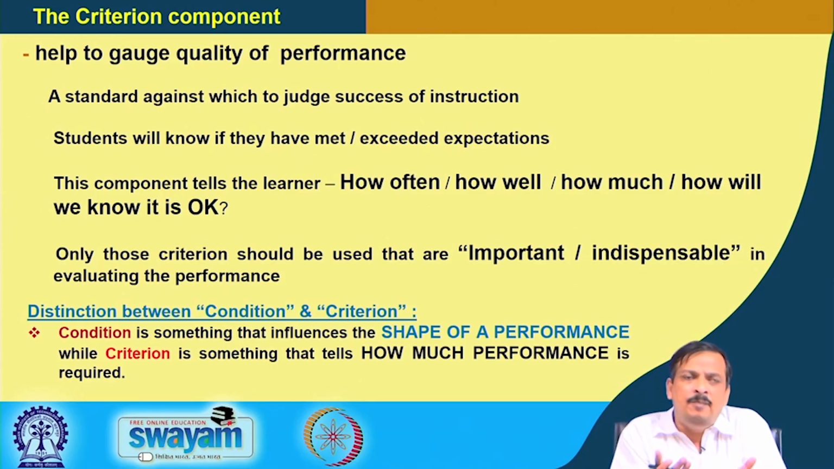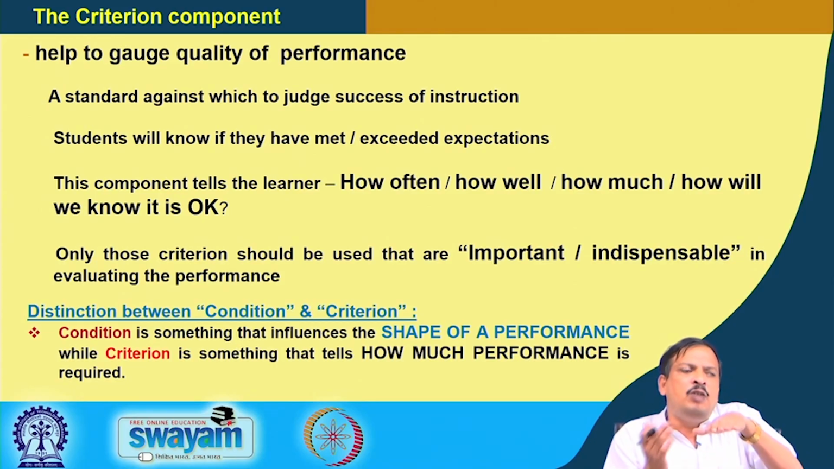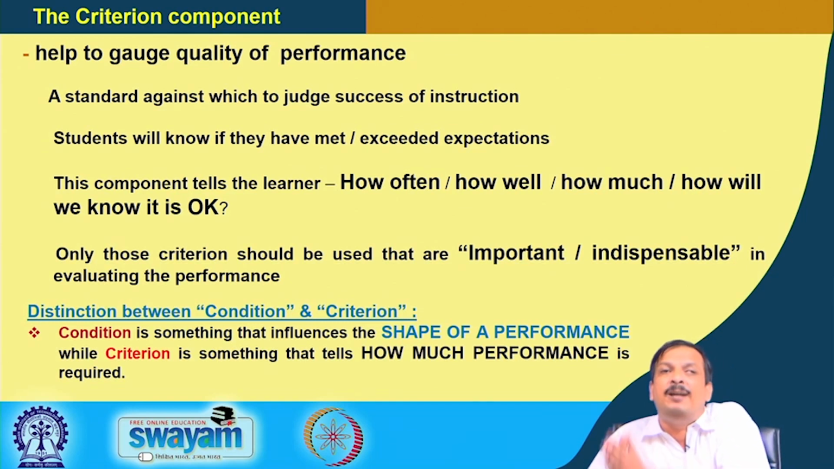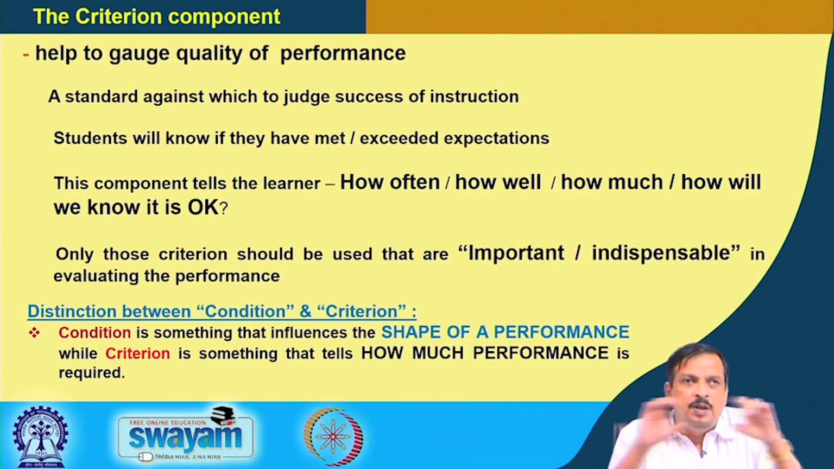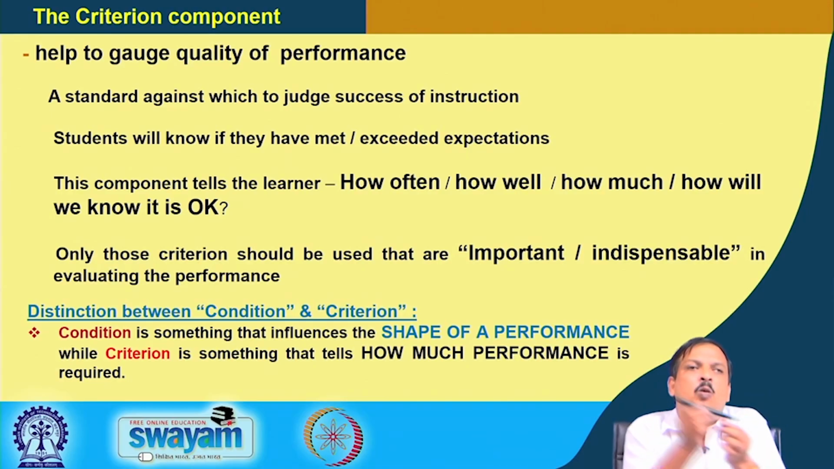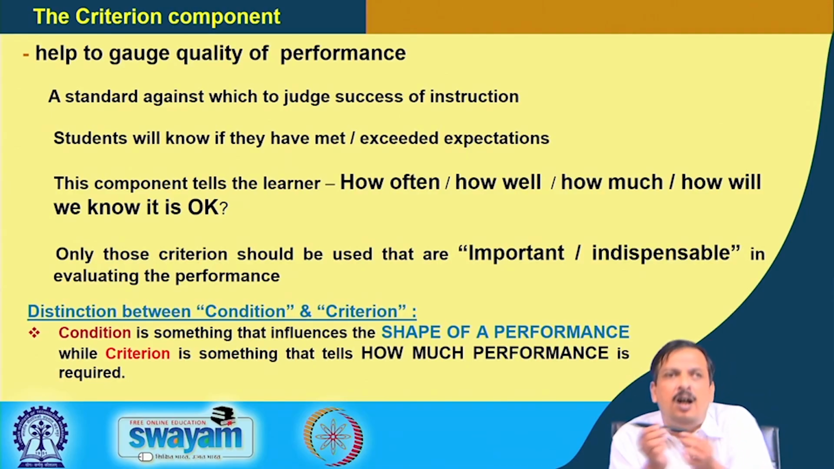So, what can I say? The condition component is what will be given to the students, performance component is what they have to perform, criteria component specifies up to what level they have to perform. So, when you write an outcome, be sure of what will be given to the students, what they have to perform, up to what level.